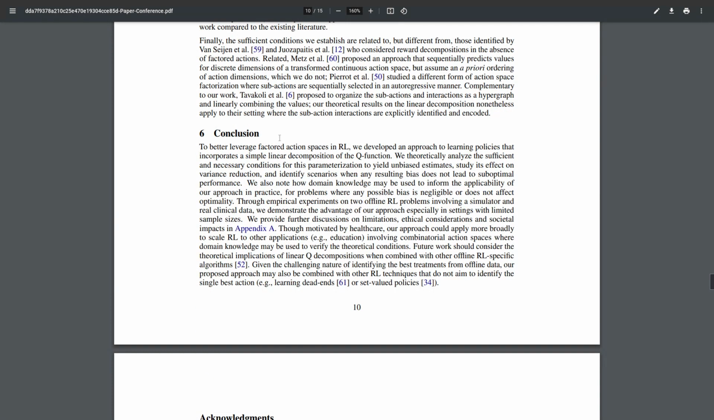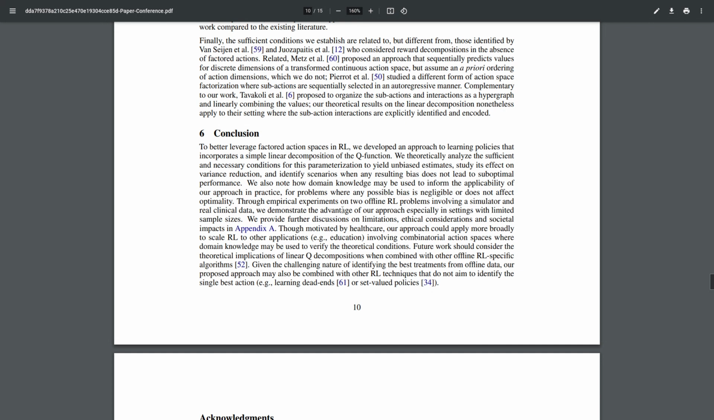The conclusion reads, to better leverage factored action spaces in RL, we developed an approach to learning policies that incorporates a simple linear decomposition of the Q function. We theoretically analyze the sufficient and necessary conditions for this parameterization to yield unbiased estimates, study its effect on variance reduction, and identify scenarios when any resulting bias does not lead to suboptimal performance. We also note how domain knowledge may be used to inform the applicability of our approach in practice for problems where any possible bias is negligible or does not affect optimality.